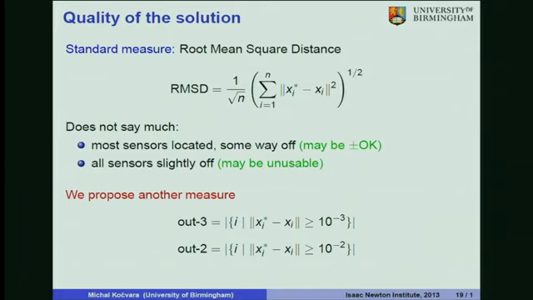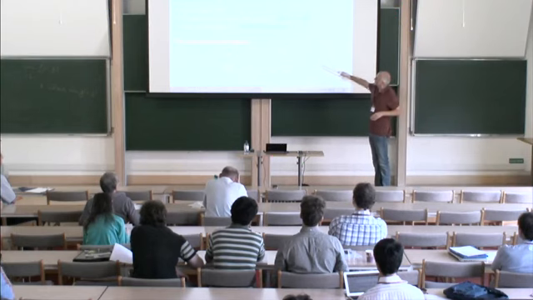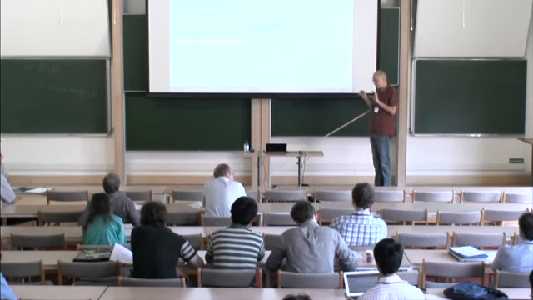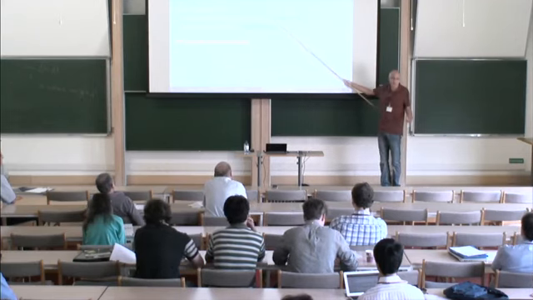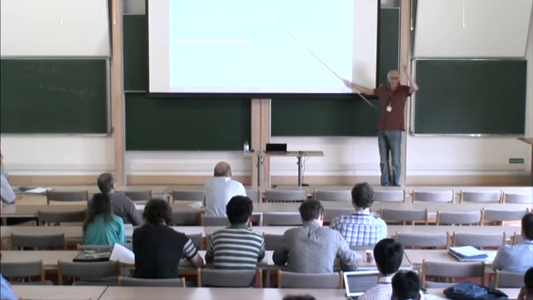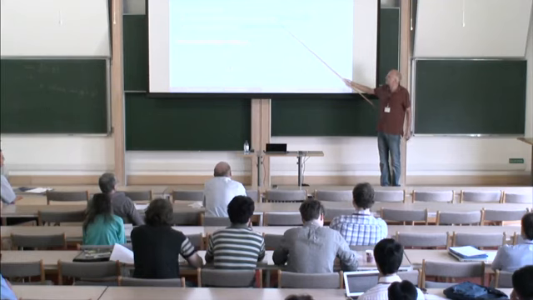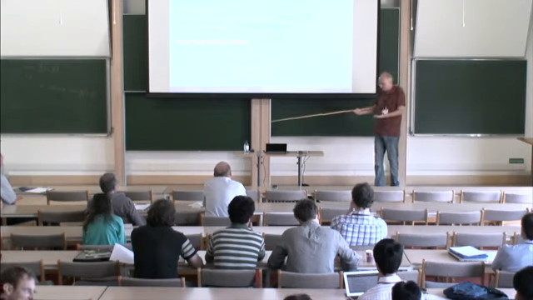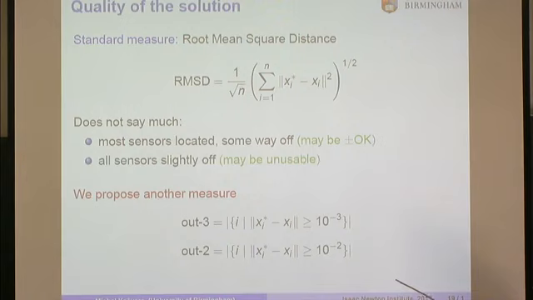Why? Because if you use this RMSD, you will get exactly the same number for these two situations: that most sensors are exactly located and just two of them are completely off, or that all the sensors are well approximated but they are all slightly off. And it may be that the first solution is actually much better for your application. You just miss two soldiers in the battle, but all of the rest is well located. Then there, where everything is fuzzy, you know they are basically somewhere there, but you don't know exactly where they are.